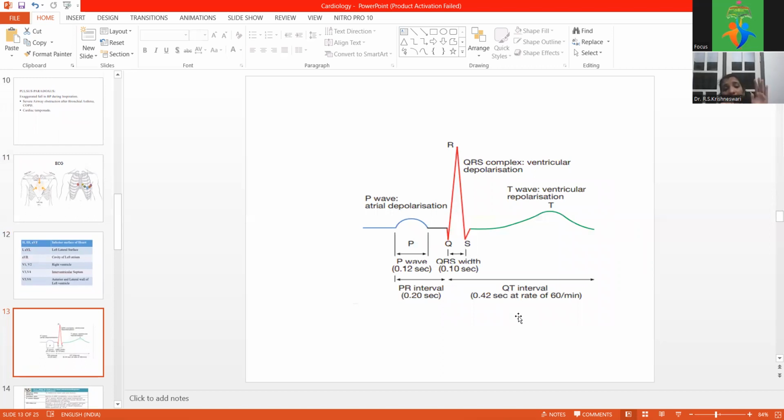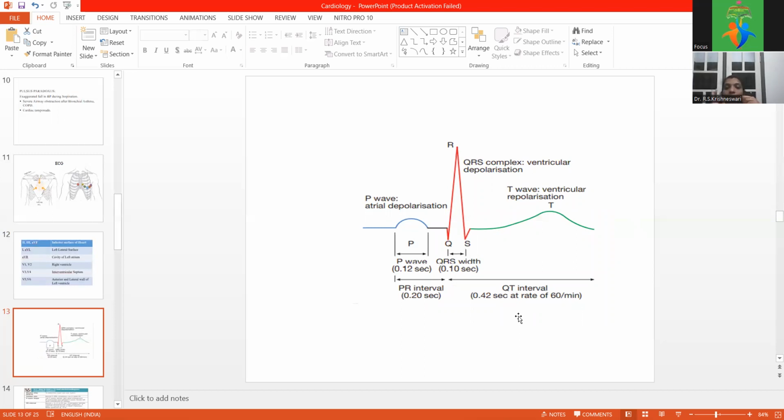So regarding the ECG waves, P wave. This will be asked frequently. Which waves represent atrium? Which waves represent ventricle? The important point which you have to remember here is P wave. The only wave which represents atrium in ECG is P wave.